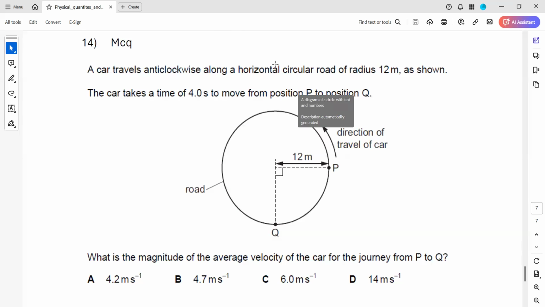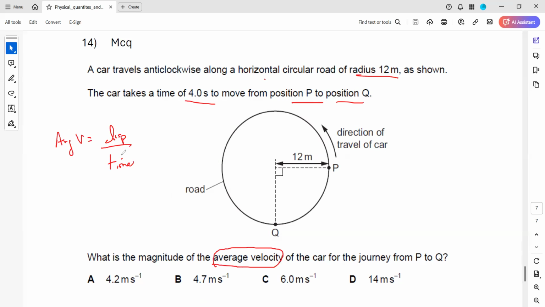In this question, a car travels anti-clockwise along a horizontal circular road of radius 12 meters. As shown, the car takes 4 seconds to move from position P to position Q. What is the magnitude of average velocity, not average speed, average velocity? If you want to work out the average velocity, it is the total displacement divided by total time.